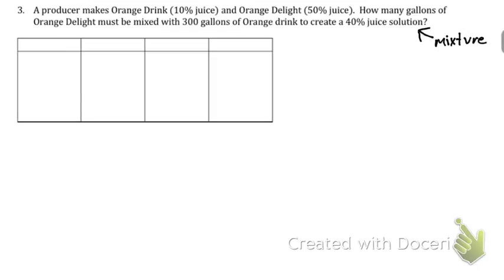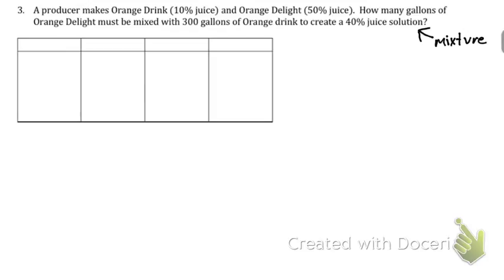So we have a producer that makes orange drink, which is 10% juice, and orange delight, which is 50% juice. How many gallons of orange delight must be mixed with 300 gallons of orange drink to create a 40% juice solution? Whew. All right. Let's disseminate this information into a chart here.